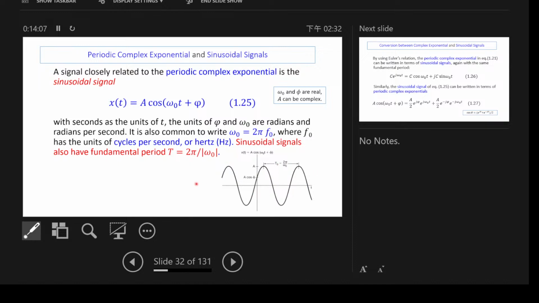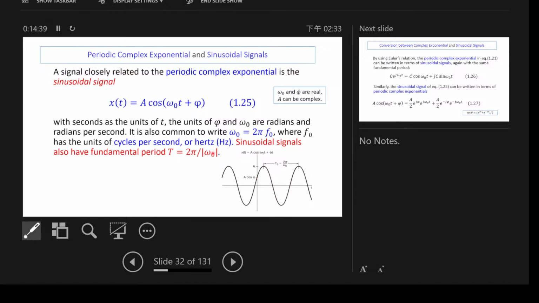If you draw a picture, it looks like this. Assume a is real, then you can draw it on just a plane. It's a cosine function with height a, shifted by some phi, and it has a period of 2 pi divided by omega 0. Its fundamental period, very similar to the complex exponential, is 2 pi divided by omega 0, because when omega naught t goes from 0 to 2 pi, this goes through one period.